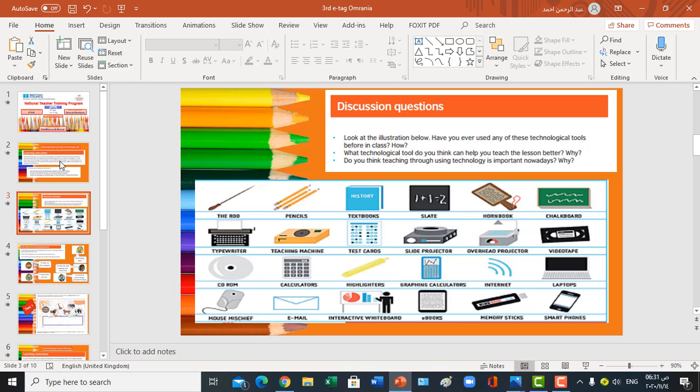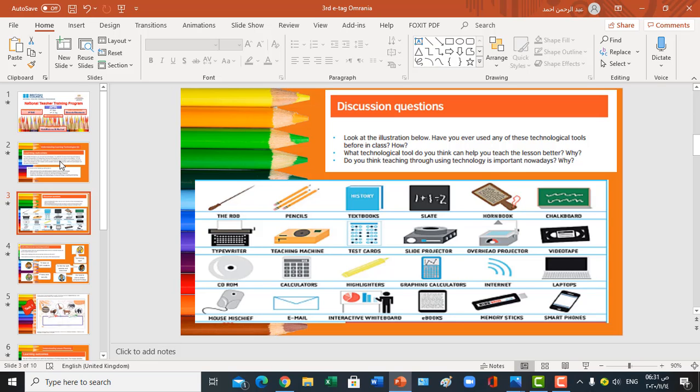Here is a discussion question. At first, we brought this image and asked you to take 2 minutes to watch and see the different equipment which was used in teaching and the modern ones which we can use nowadays. And we asked you to look at the illustration below. Have you ever used any of these technological tools before in class, and how? But before we start, I gave you some hints about these instruments.